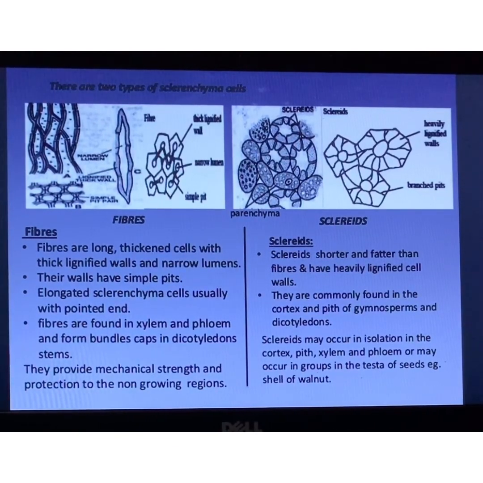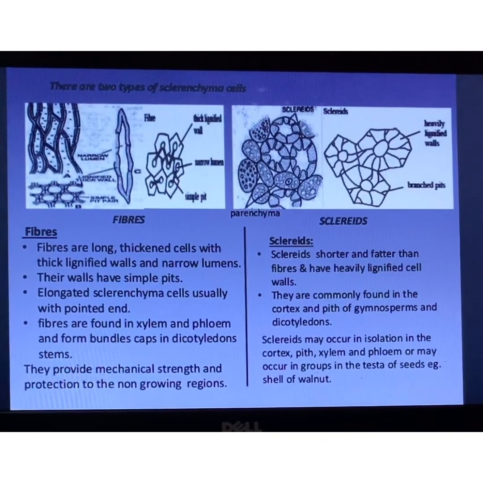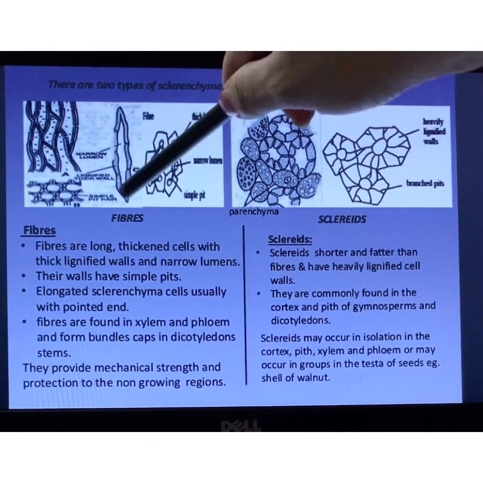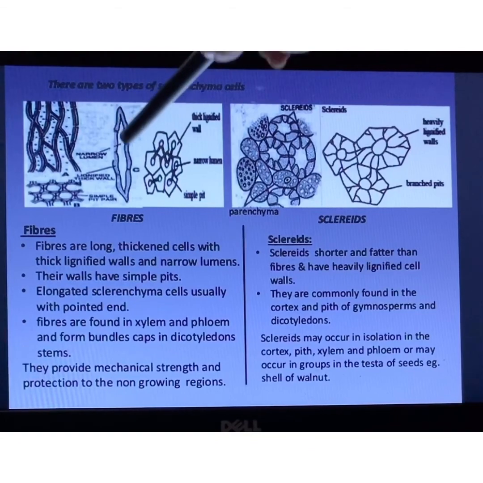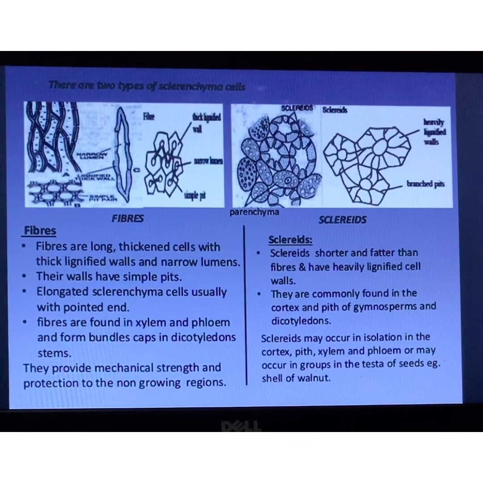Now because of their roundish structure, they are also called stone cells. Okay, so they'll appear like stones in between the cortex cells. That is why they are called stone cells. Now coming to the fibers. How are fibers? They are long, thickened cell walls with thick lignified walls. Again, lignified means deposition of lignin, and a narrow lumen. What is lumen? Cavity, hole. The cell will have a narrow lumen.